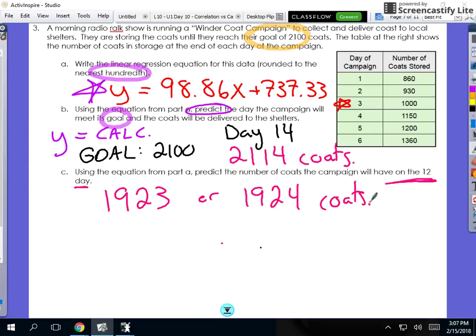Okay, so there you go. There's the first two problems. Keep up the good work, and let's keep moving.